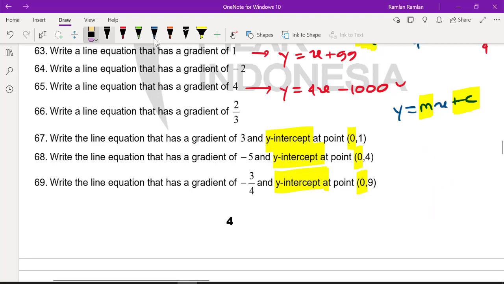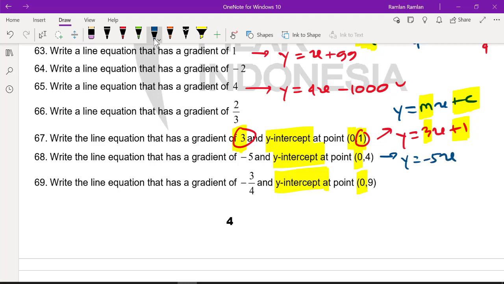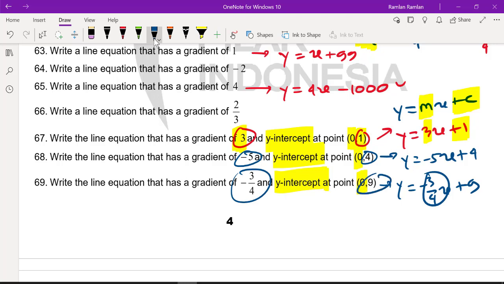So for number 67 till number 70, it's very, very easy, because you know that, okay, this is the gradient, this is the point of the y-intercept. So just take these two numbers and you will get y equals 3x plus 1. Can you see what happened here? I'm just taking this 3 here and this one here. That's it. But remember that the form needs to be like this. Okay, second one, this one is also the same thing. y equals negative 5x. Don't forget the x. This negative 5 here, and then this is 0 comma 4, so it's just plus 4, right? Pretty easy. This one the same thing. It's negative 3 over 4x, and then plus 9 over here.